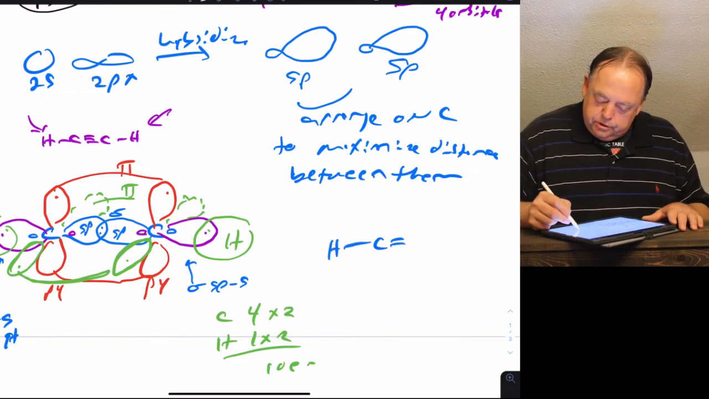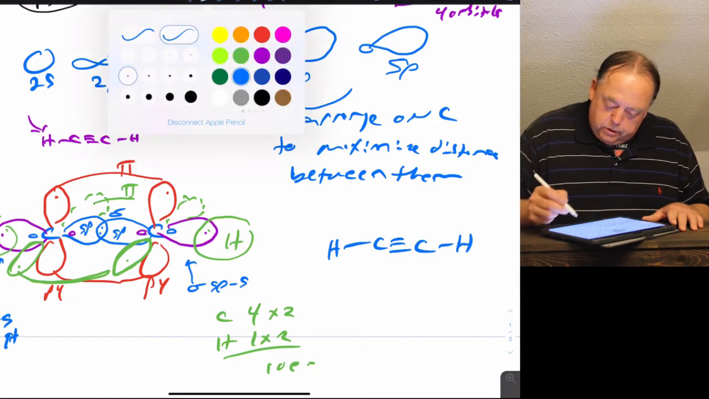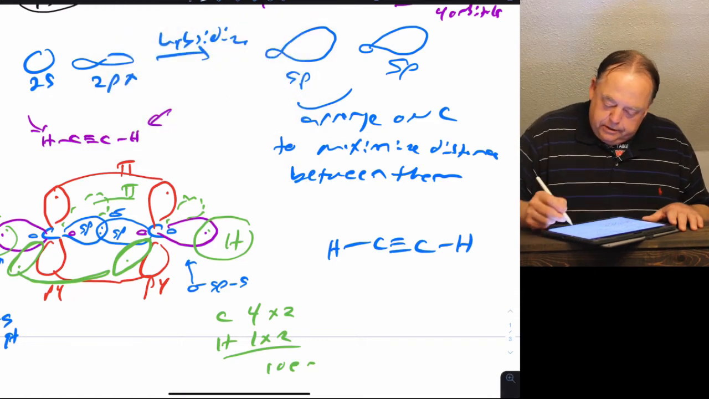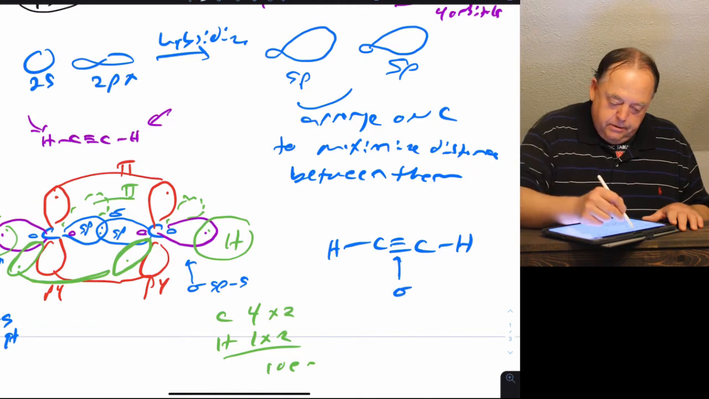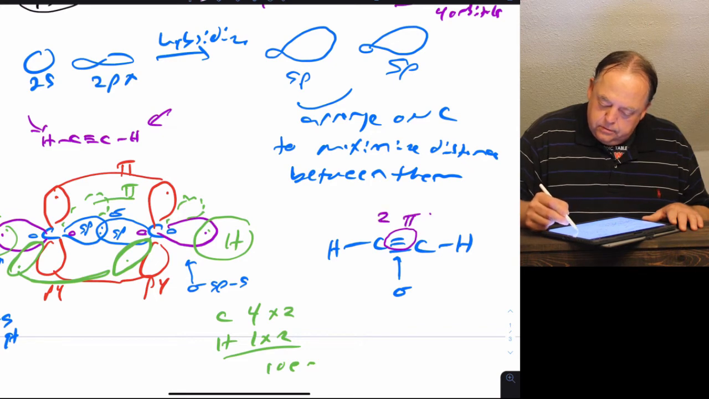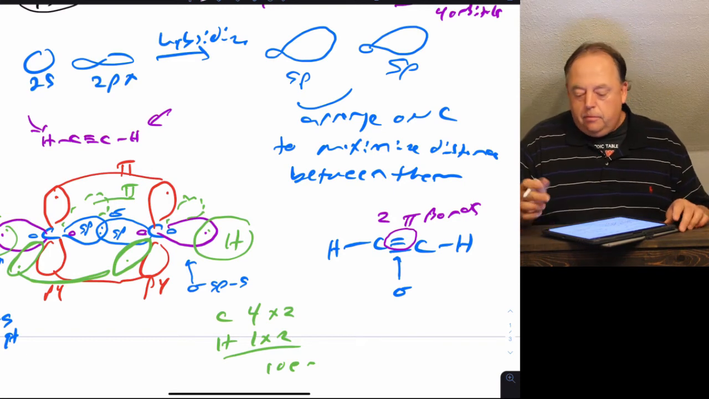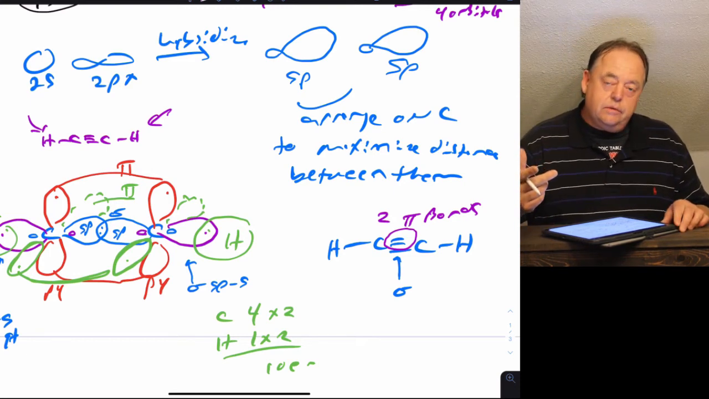Okay, so in this structure, one of these lines is representing the sigma bond, and two of these lines are representing the two pi bonds. So anytime you have a triple bond, one of them is always sigma, two of them are always pi.